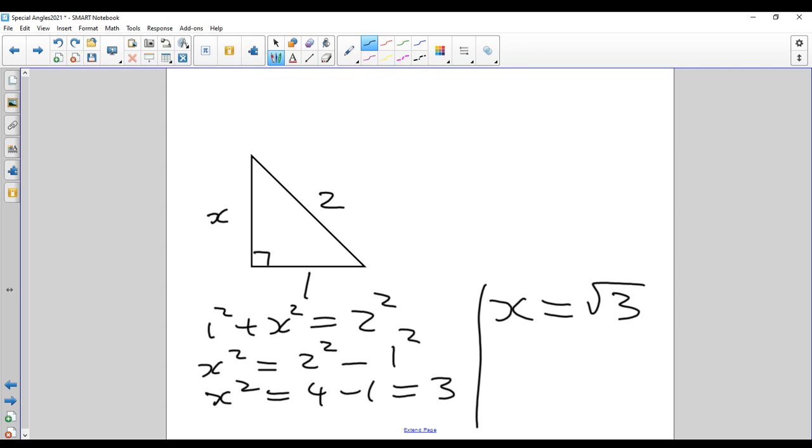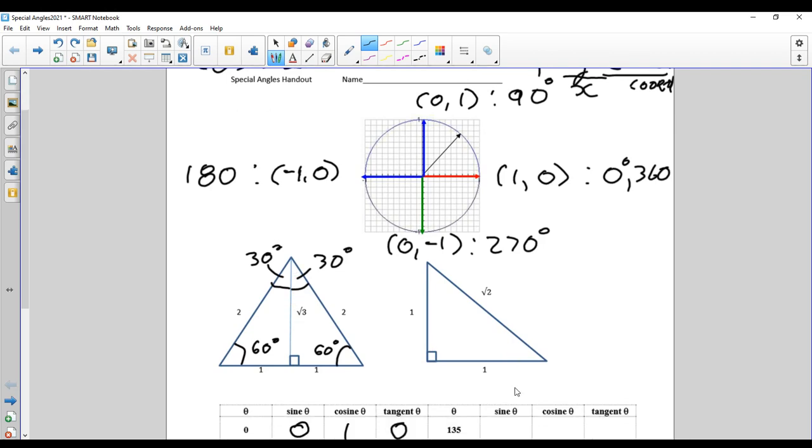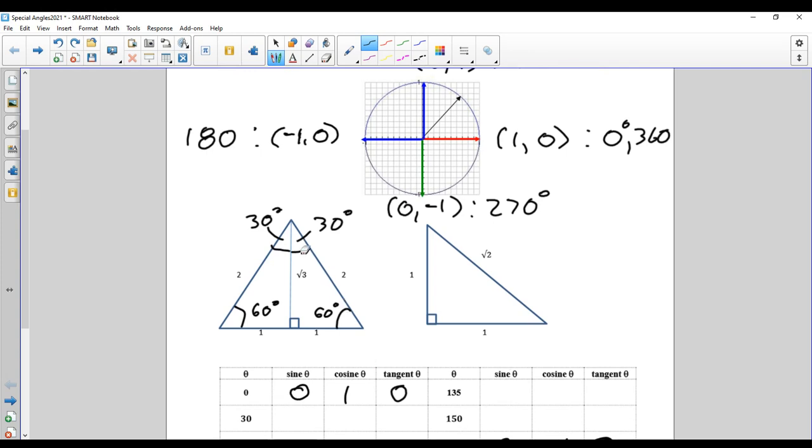So it's already on the diagram, but now I've explained to you why this side over here is a root of 3. That side right there is a root of 3. This is 1, this is 2, that's the root of 3.